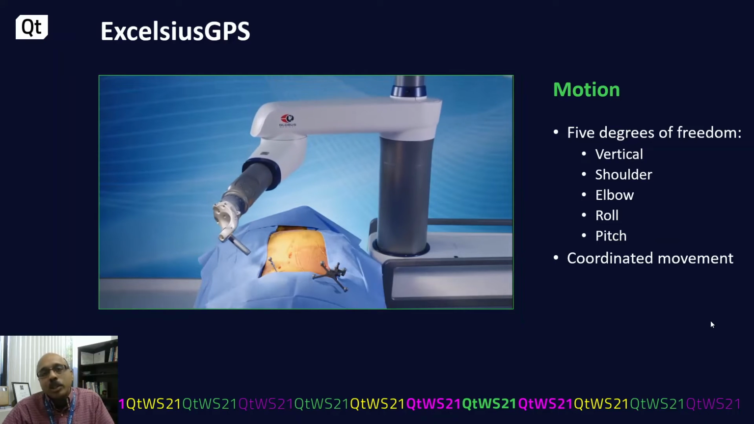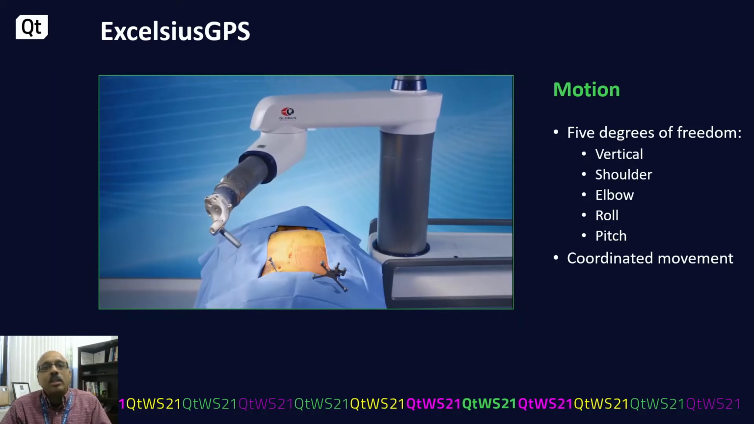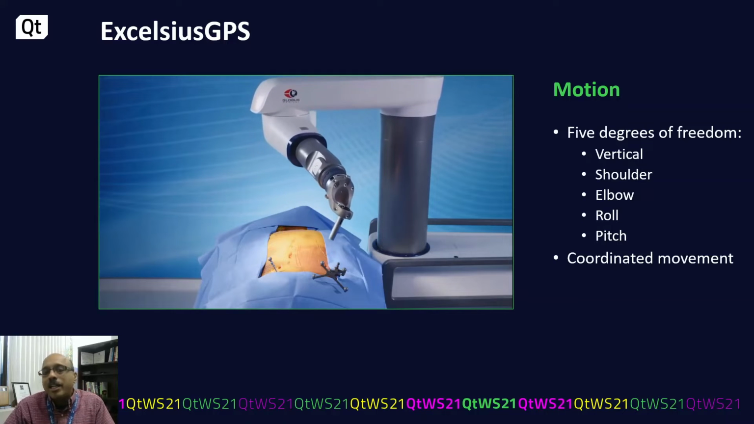The third thing is motion. The robot arm, think of it as a third arm for the surgeon. It has 5 degrees of freedom.